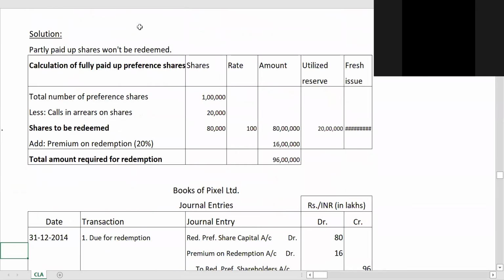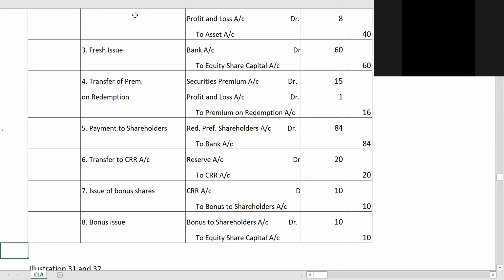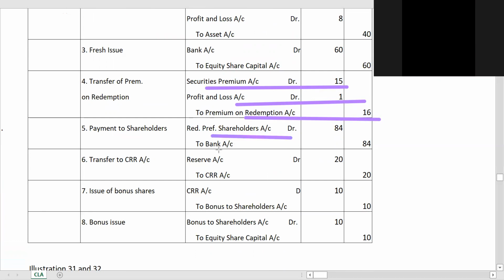So that's why what we have done here is securities premium debited 15, P&L debited 1, to premium on redemption. Premium का काम खत्म हो गया. Premium is adjusted. Now payment to redeemable preference shareholders debited, to bank 84. 84 is the total payment to them which we saw above. ठीक है, अब CRR account पे क्या होगा? Reserve debited to CRR 20 lakhs. They had already told us, so it's 20, isn't it?